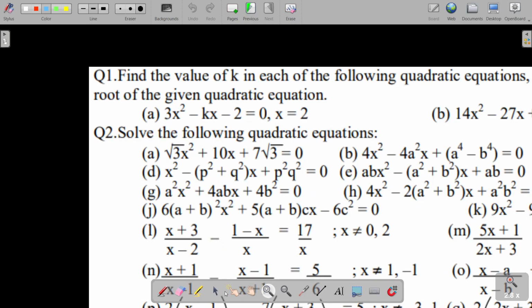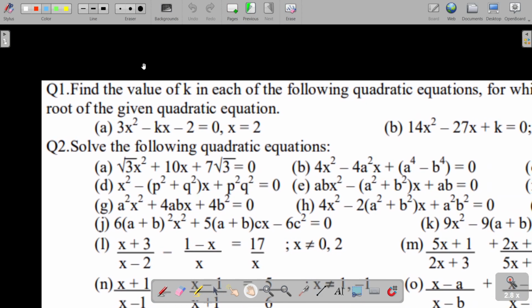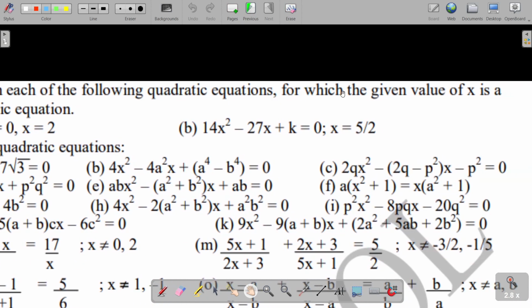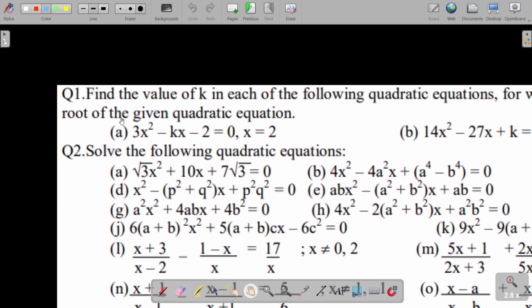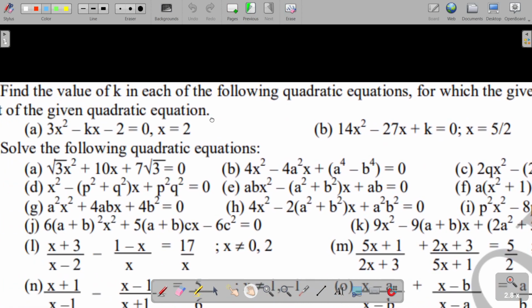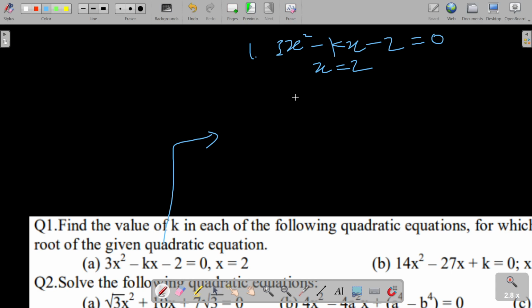So these are some problems we can solve. Let's solve the problems. Find the value of k for which the given value of x is the root of the given quadratic equation. For problem number one, 3x squared minus kx minus 2 equals 0. x equals 2 is the root of this equation. That means if we put x equal to 2 here, this equation becomes true.